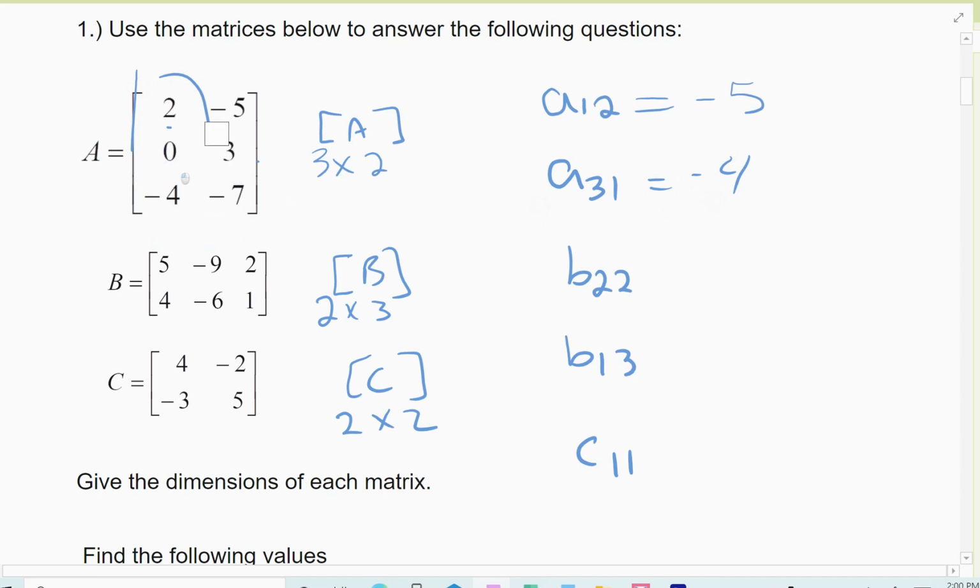All right, the next one is b 2,2. So b 2,2, I want to be in matrix B, row 2, column 2. Well, that's my negative 6. All right, and then b 1,3, well, b row 1, column 3. Well, that's the number 2. All right, then the last one is c 1,1. Well, that's in C. Row 1, column 1 would be the very first number, 4.